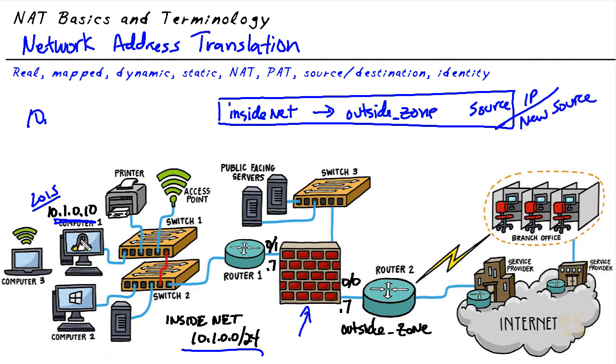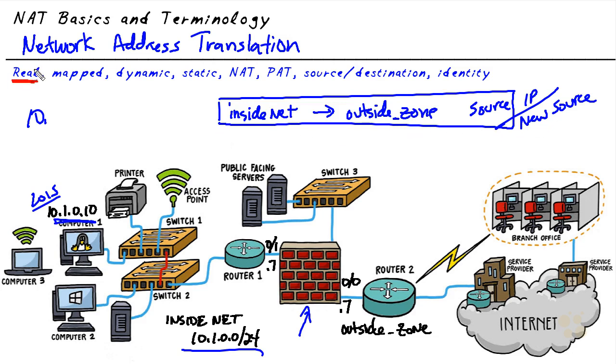Then after the translation of Lois's source address, as that packet reaches its destination and then reply traffic comes back, the firewall who did the original natting is going to do the unnatting, or the untranslation, of that packet so that it can forward its way back to Lois. So let's talk about some terms here.